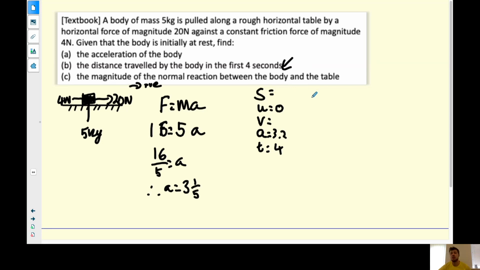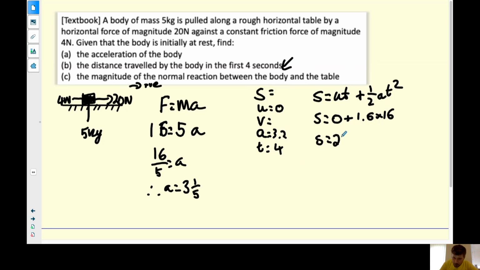So you want to think about your equations. Now, S equals UT plus a half AT squared is a good shout. UT plus a half AT squared. So UT is 0. A half of A is 1.6 multiplied by 4 squared, which is 16. So S would be 1.6 times 16. Oh God, what's 16 squared? 256. So it's going to be 25.6 meters.